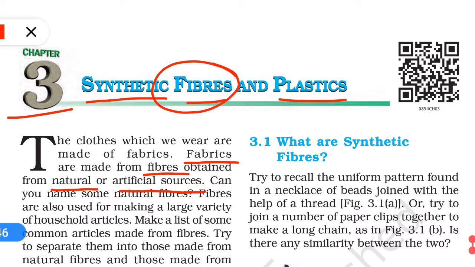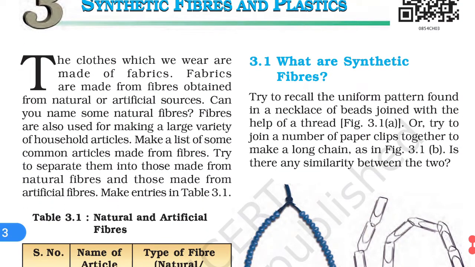The natural fibers are obtained from natural sources like plants and animals, and the artificial fibers are actually obtained from artificial sources, means they are man-made, made by the efforts of human beings. But the natural fibers are obtained from natural sources like plants and animals. We can name a few natural fibers, for example, cotton, wool, silk, jute. These all are natural fibers. But there are a number of synthetic fibers also, like polyester and terylene, terracotta, and nylon, rayon. These all are man-made fibers.